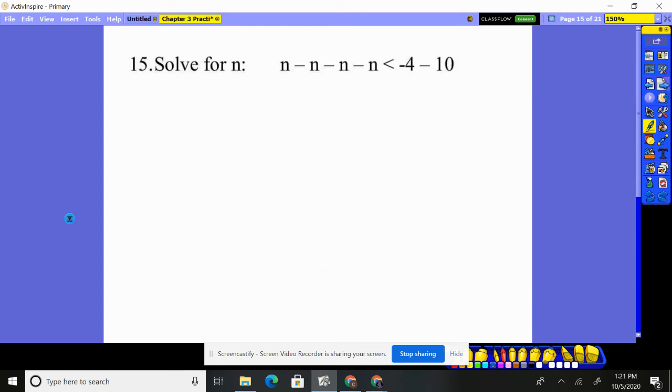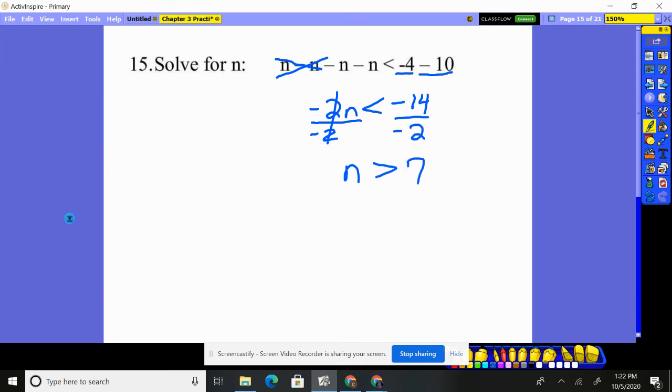Subtract n, subtract n. Now notice n minus n, those cancel out. That's 0. Negative n, negative n, that's negative 2n, less than negative 14. If you lose 4 and then take 10 more away, you're at negative 14. Now I divide by negative 2. Oh, this time you are dividing by a negative. That will make the inequality symbol flip. And negative 14 divided by negative 2 is positive 7. N is greater than 7.